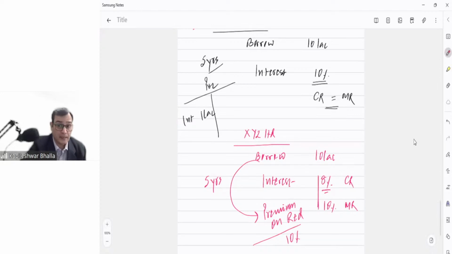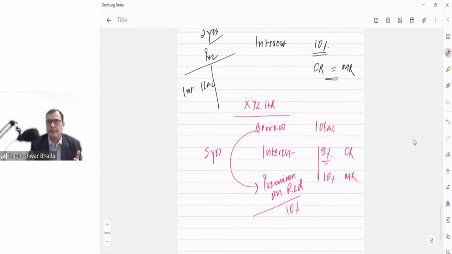Now, one thing is pretty clear. Why would anybody agree to pay a premium on redemption? Can I say I would agree to pay a premium on redemption only because I have not paid him the 2% interest for the next 5 years? So money is borrowed at a low rate of interest, and naturally to compensate that low rate of interest, we told the person, don't worry, I'm going to give you that compensation in the form of premium on redemption. If I'm already paying an interest rate based on a market rate, I would never pay a premium on redemption.